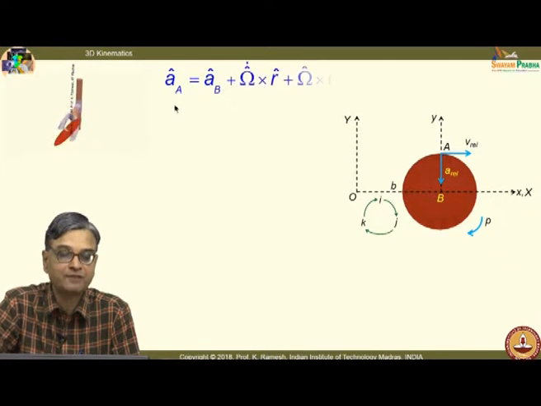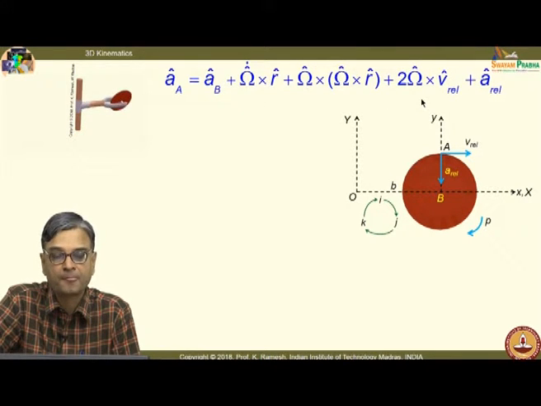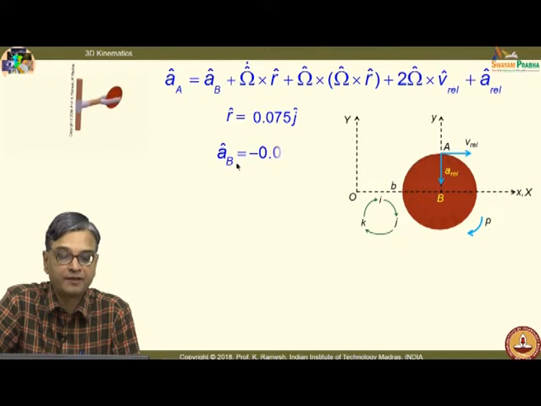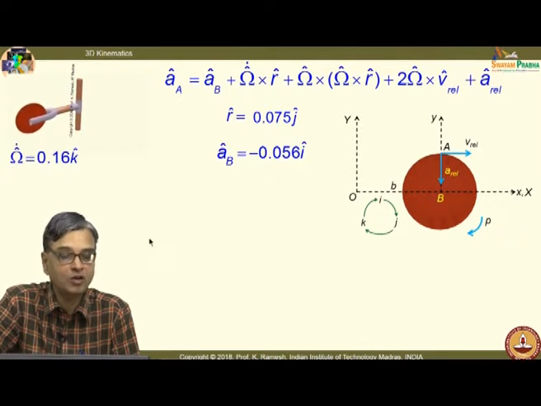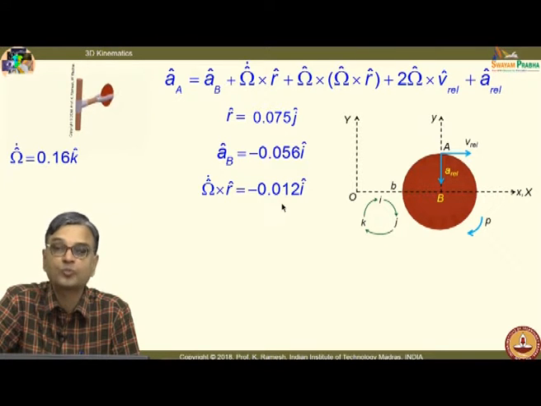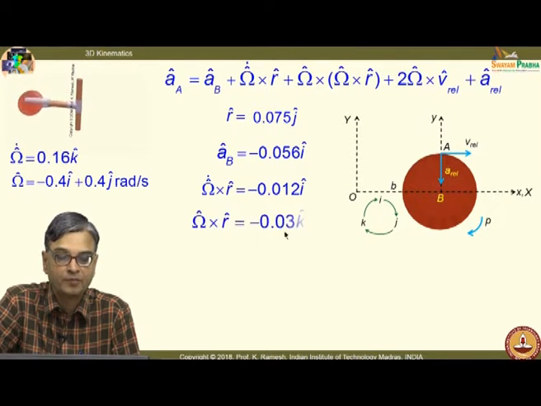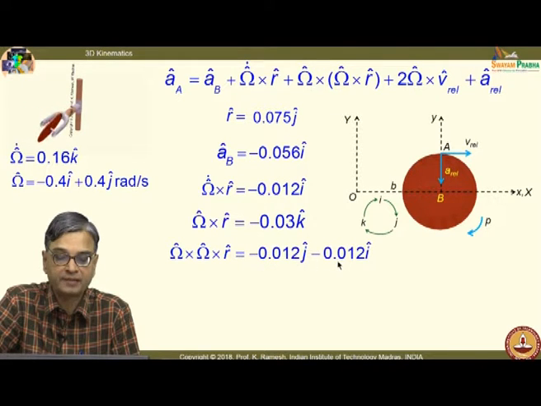So, I have this expression for acceleration and I know what is R, which is 0.075 j, and we have already determined what is A b, and we have also determined what is omega dot, and when I put omega dot cross R, I can get the value like this, minus 0.012, and I have omega expression is also given. So, I can write what is omega cross R. Omega cross R is this quantity. Omega cross R turns out to be like this.